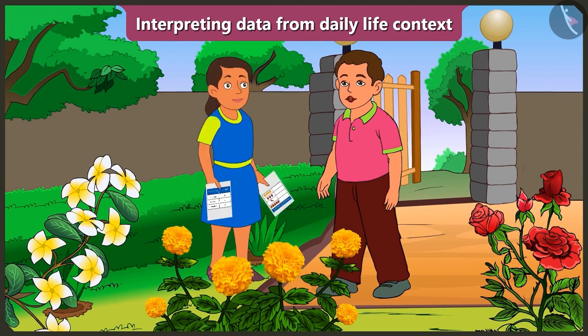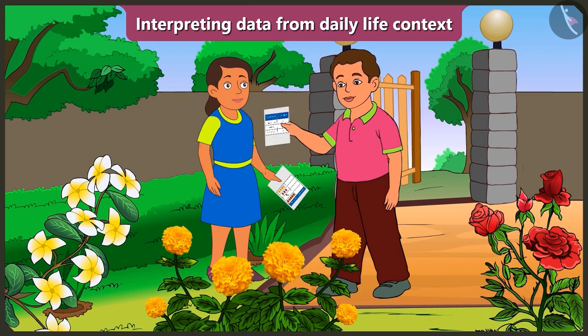Hey Bubbly, what are you doing in the garden? Bunty, Mummy has prepared this table and given it to me. There are different flowers in the garden. I am counting the blossomed flowers to find out which flowers have blossomed. Why? To collect the data.